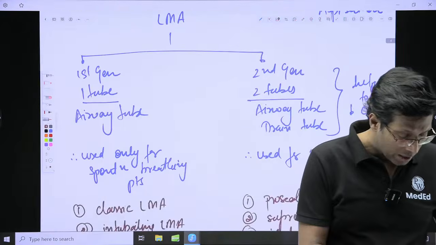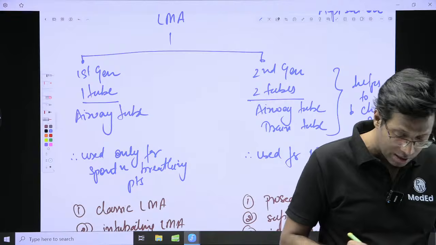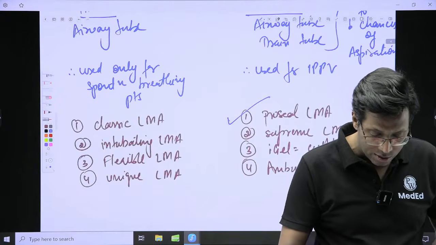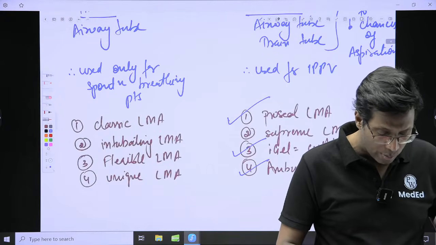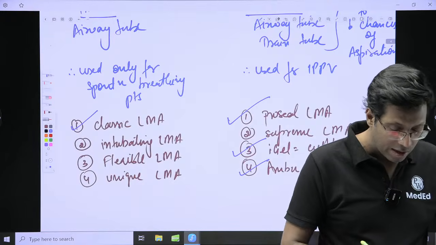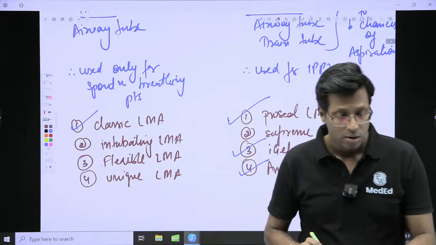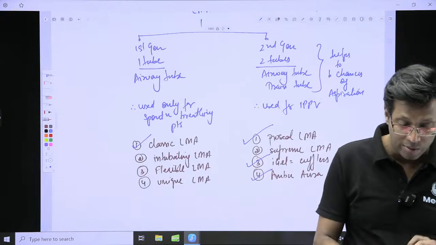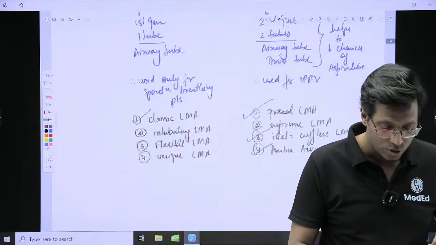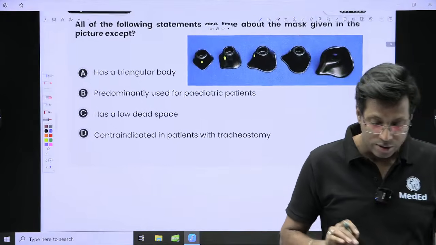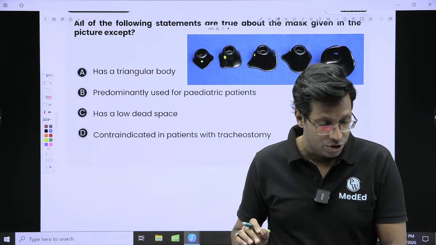Normally, I'll tell you again, in exam, they won't ask you other things. They'll ask you ProSeal. They may ask you iGel at the max, Ambu that asked once, and Classic at the max. These are the normal images that they've asked in the exam, not more than that. Okay? Normally, these are the images of LMA that they've asked in the exam. Clear? Next question. All the following statements are true about the mask given in the picture, except.